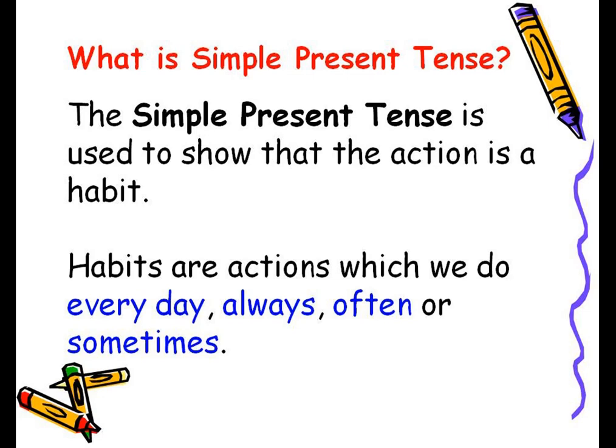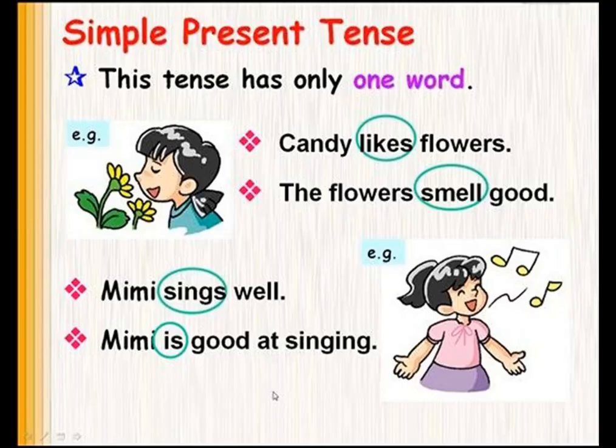Next we will see more about the simple present tense. See here, whatever example is given here, this tense has only one word. The first one is written here, and I have told you before about the simple present tense. In that, one more example was: I practice yoga every morning. The word practice shows the habit, that is the simple present tense.